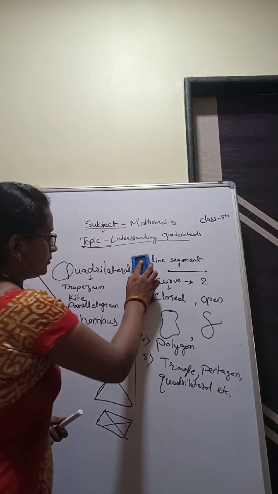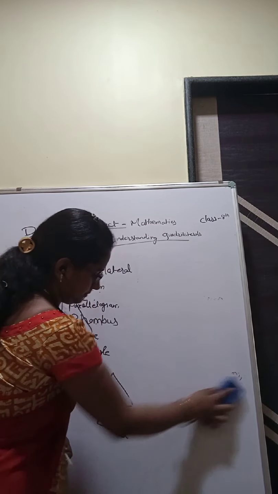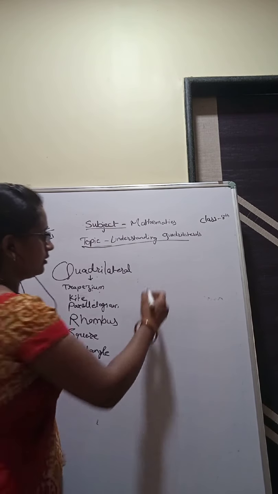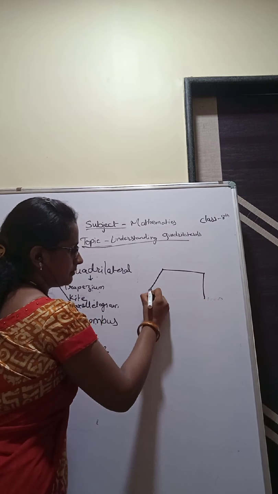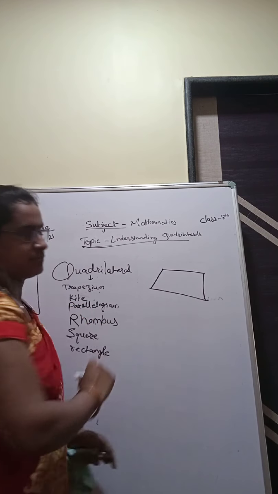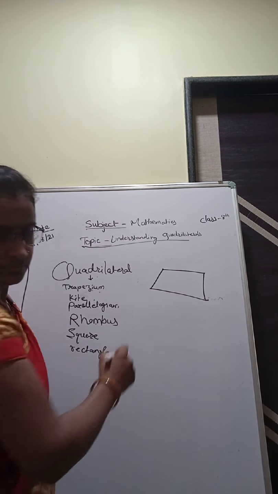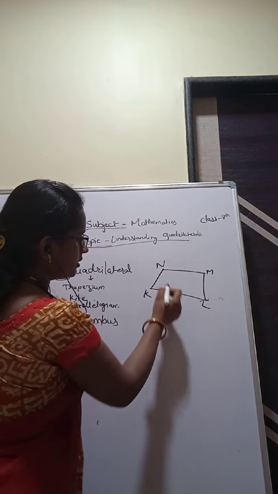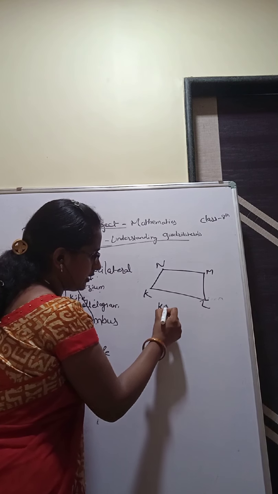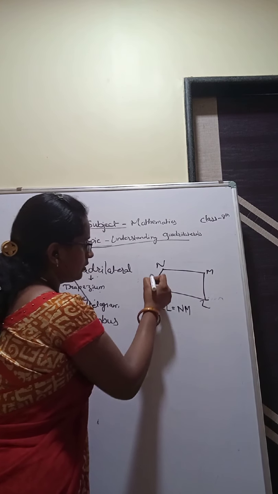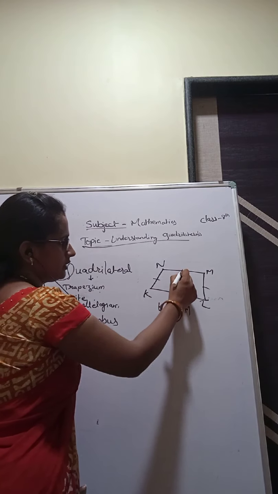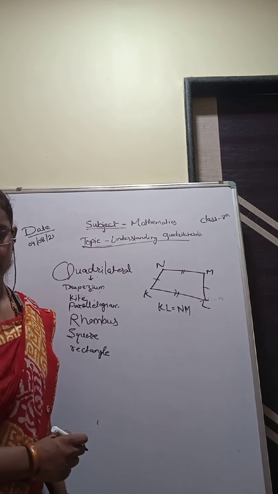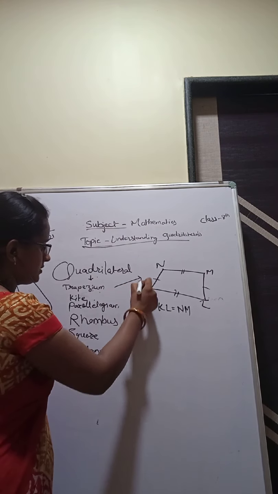Now, look at the blackboard with the diagram. A trapezium is a quadrilateral with a pair of parallel sides. It is a trapezium. Name them K, L, M, N. So here you can see that KL is parallel to NM. Not this side, it is the opposite side. Now, kite.